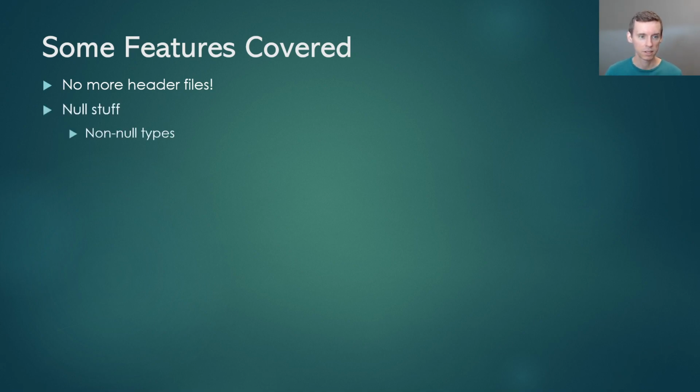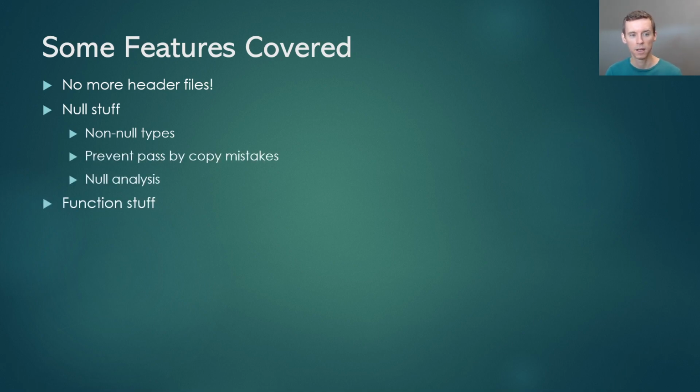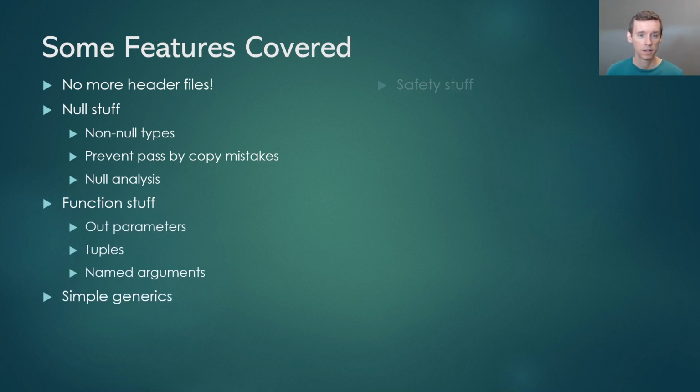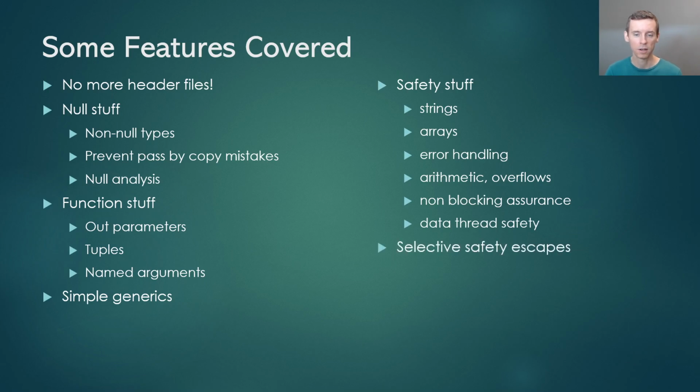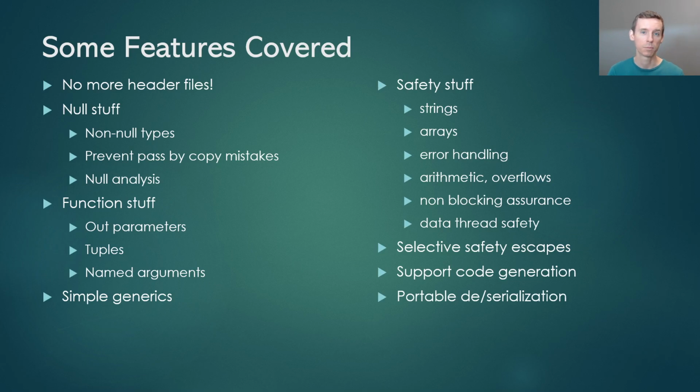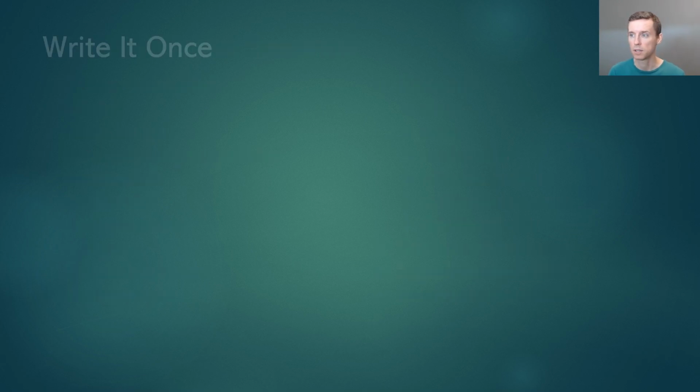We're going to talk about some null stuff, non-null types, preventing pass-by-copy mistakes, null analysis. We're going to talk about some function stuff, out parameters, tuples, named arguments, simple generics. Then there's some safety stuff, safer strings, arrays, memory access, error handling, overflows, non-blocking assurances, data thread safety, and then also how to defeat that safety stuff that comes by default when you really don't need it and you just want that extra efficiency and performance. And then supporting code generation and portable serialization and deserialization.